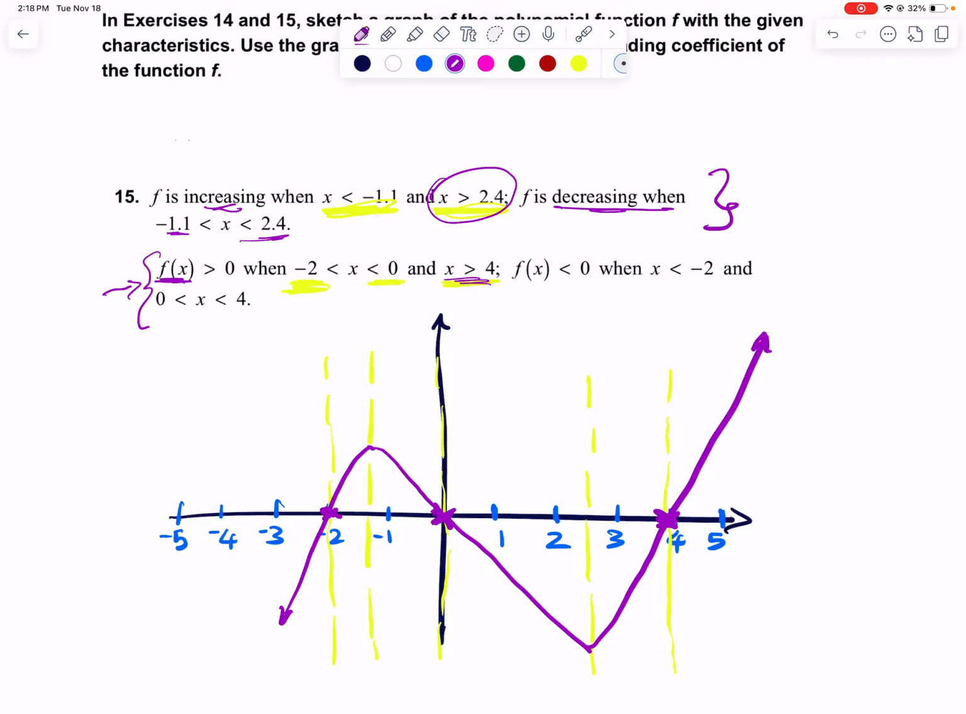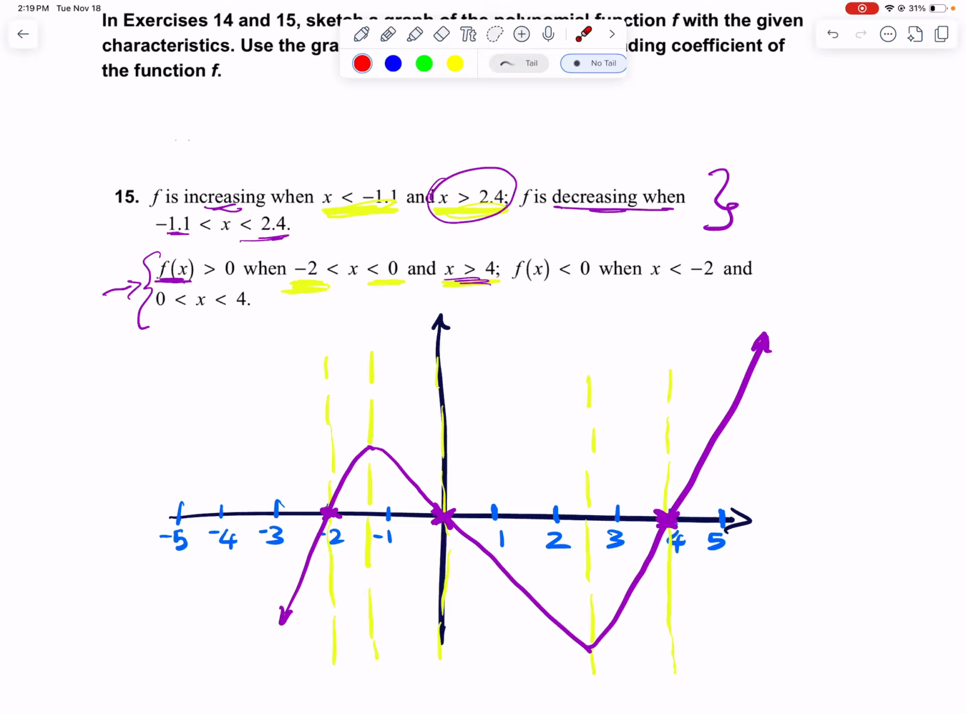Now we can check in the other direction to make sure that everything is what it should be. Checking here, the function is increasing when x is less than -1.1. That is very true. It is decreasing in between -1.1 and 2.4. Very true. And it's increasing again after 2.4. Very true. We can also check that the function is greater than 0 between -2 and 0, and it is, in fact, above the x-axis between those two points.